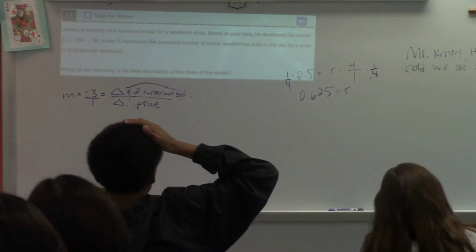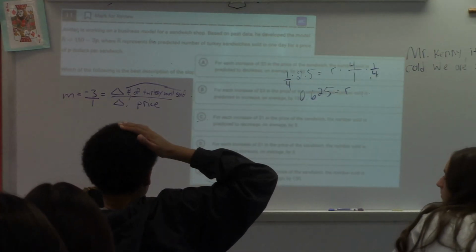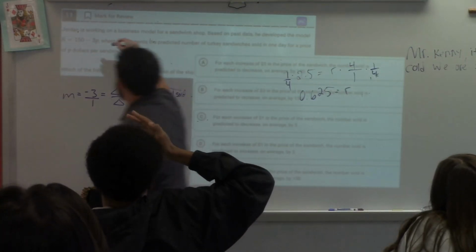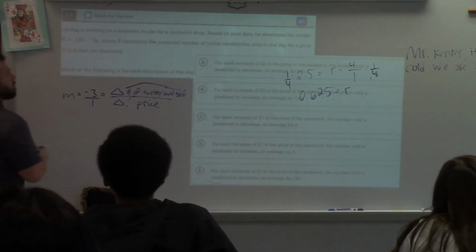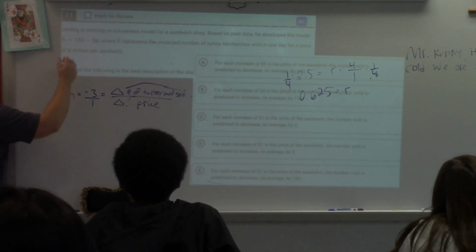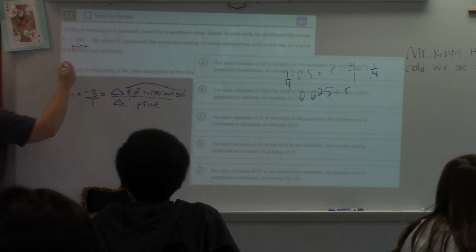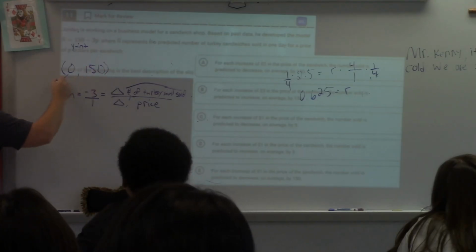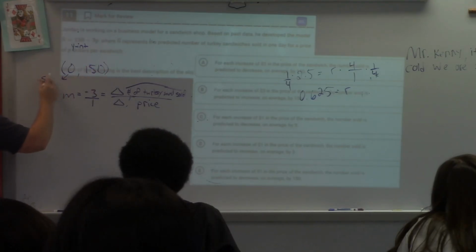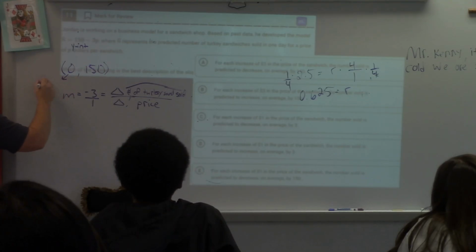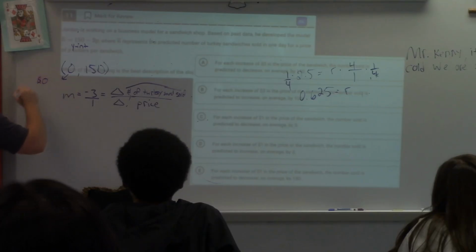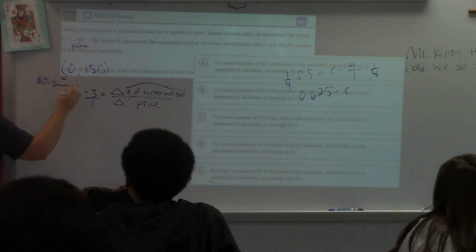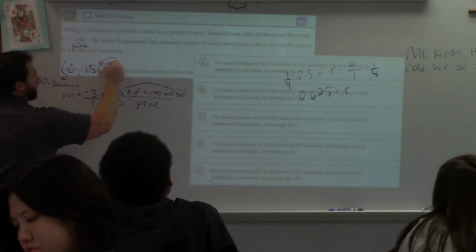Yes, Ian? So in this context, does the 150 represent like how many we sell without? Well, if this is my slope, then what's the 150 got to be? The y-intercept. So again, label it. Yeah, I was asking what does that mean in the context? So 0 what? $0 price, right? So $0 per sandwich. So if we're not charging for the sandwich, we predict to sell 150.